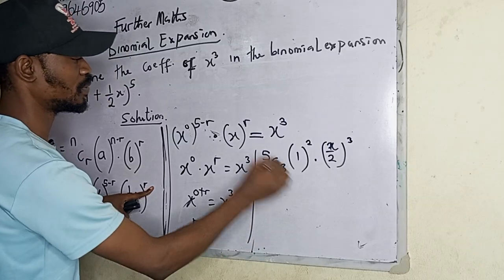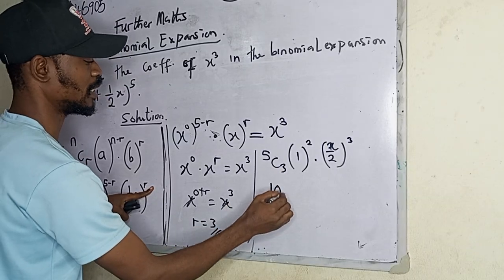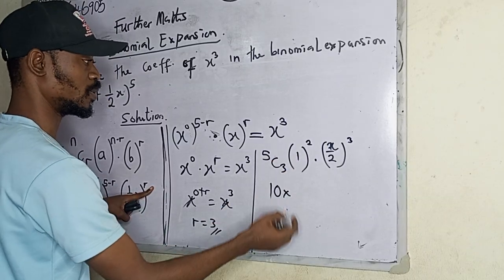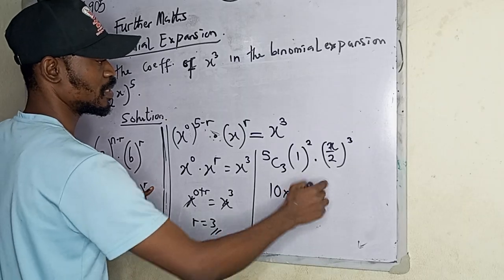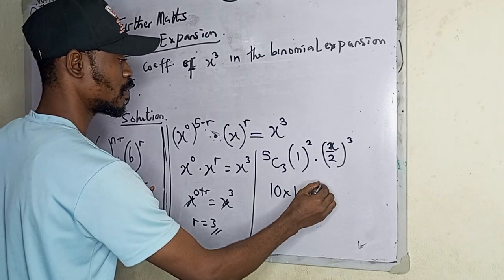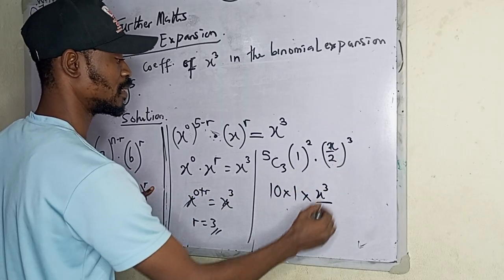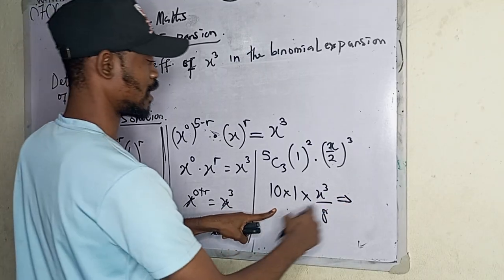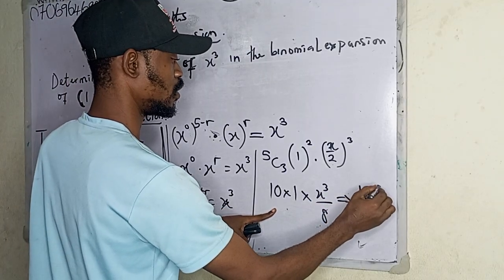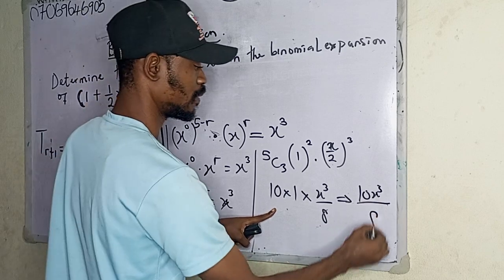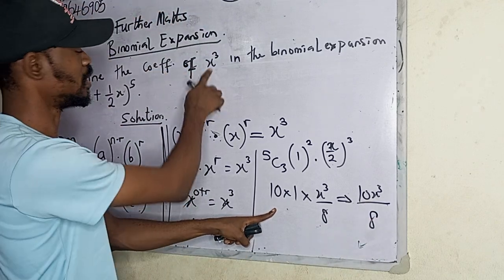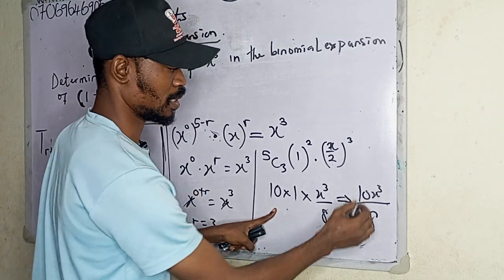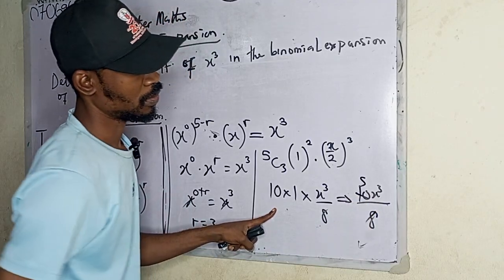So 5 combination 3 is 10. So we have 10 times 1 raised to power 2, which is 1. So 10 times 1 times x raised to power 3 all over 2 raised to power 3, which is 8. So we have 10 times 1 times x cubed, that's going to be 10x cubed all over 8. So the coefficient of x cubed is 10 over 8, but you can reduce it: 10 divided by 2 is 5.